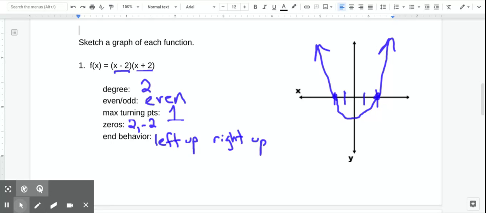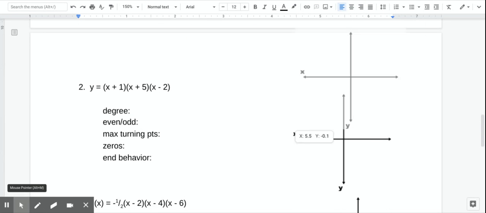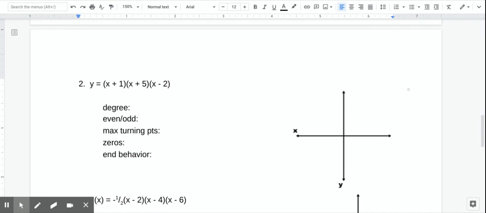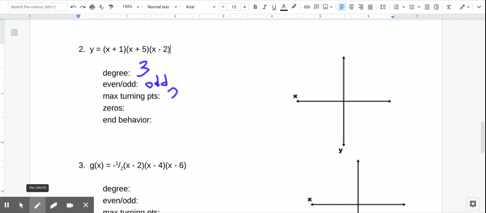All right, let's try this with another function. On number 2, oh, I didn't mean to do that. If we were to multiply this whole thing out, we would have an x cubed, so it would be degree 3, which of course is an odd function. The most turning points or relative minimums or maximums it can have is 2. The zeros, those just come from here. It's negative 1, negative 5, and 2.